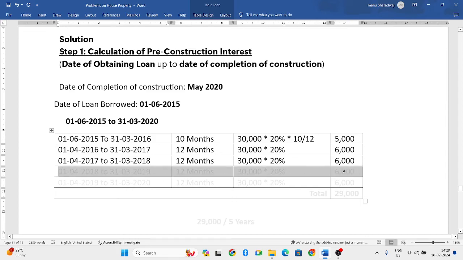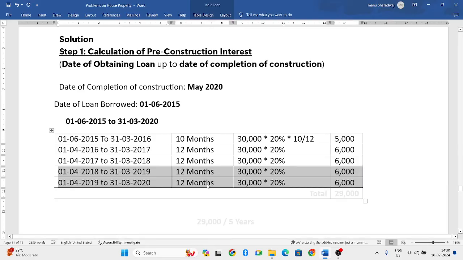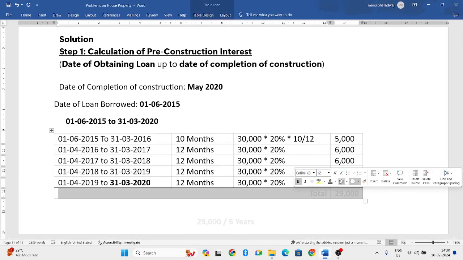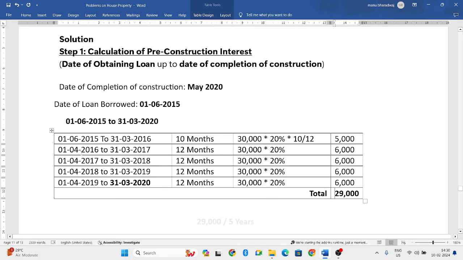Next, 1/4/2018 to 31st March 2019, also you are paying 12 months of complete interest. Next, 1/4/2019 to 31st March 2020, also you are paying the complete interest of 6,000 rupees. This is where our date ends. You have constructed the house after this. Now add all of this and you will get 29,000. What is the meaning of this? Before the construction of your house, you have paid a total of 29,000 rupees interest.